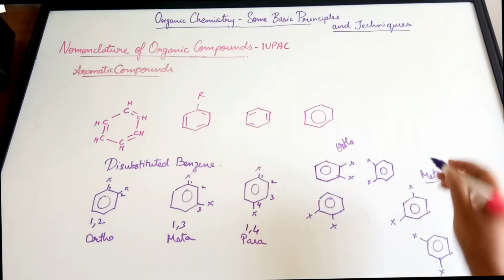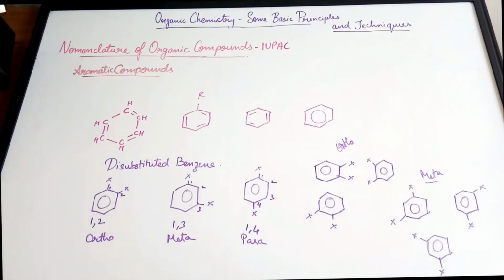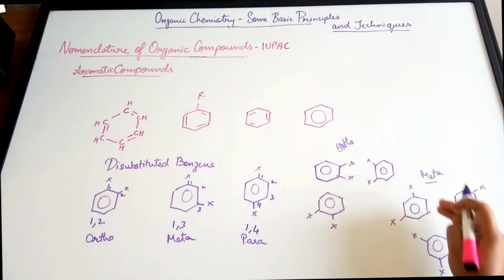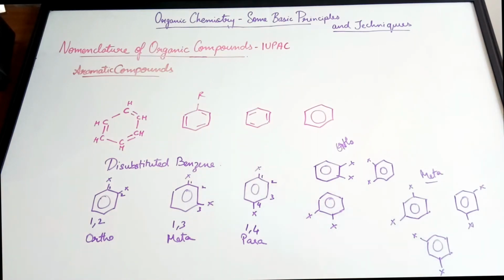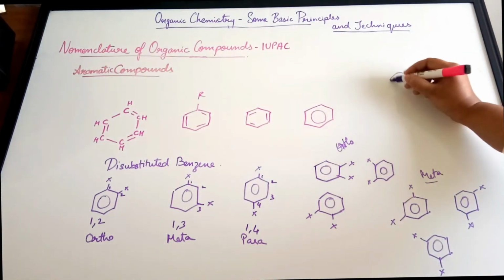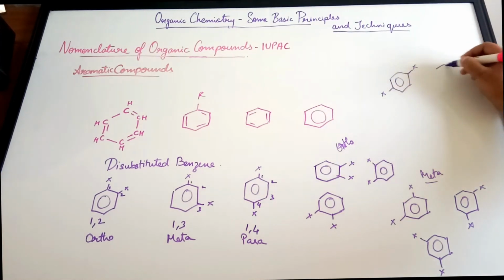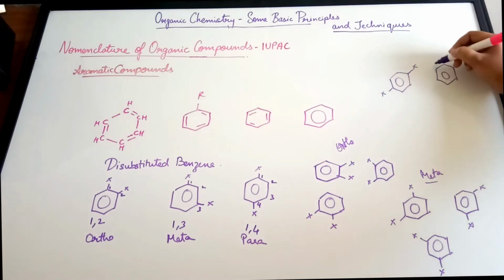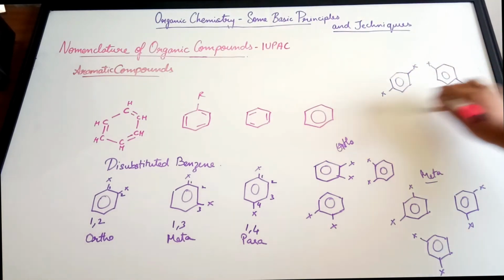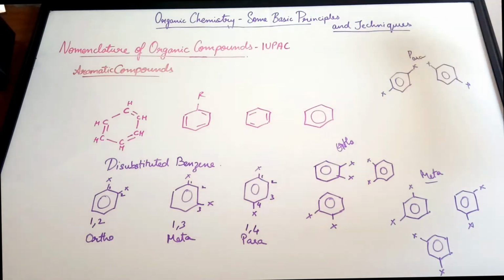So in ortho the two substituents are adjacent to each other, whereas in case of meta, they are on alternate carbon atoms. Now in case of para, it can be here and here, as well as here and here. These are also para positions. So it is with respect to the position of the substituents with respect to each other, and this is for disubstituted benzene: ortho, meta and para.